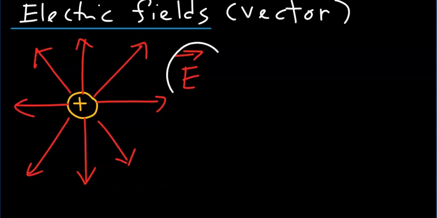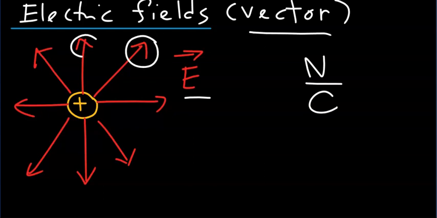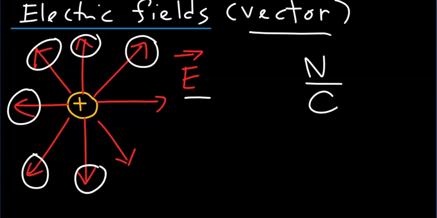As you can see, this electric field is a vector, and it can be quantified in the units of newtons per coulomb, that is the SI unit, to quantify electric fields. An important property of the electric field created by this positive charge is that its direction is radially outward, meaning away from that source, from that point charge.